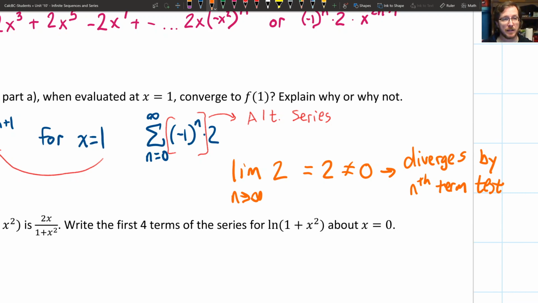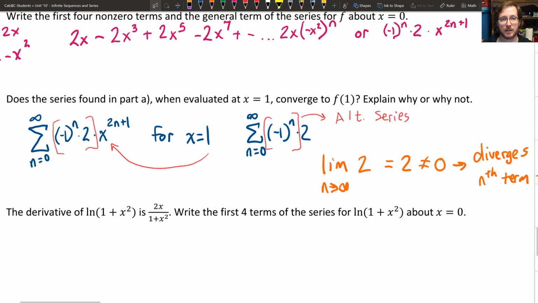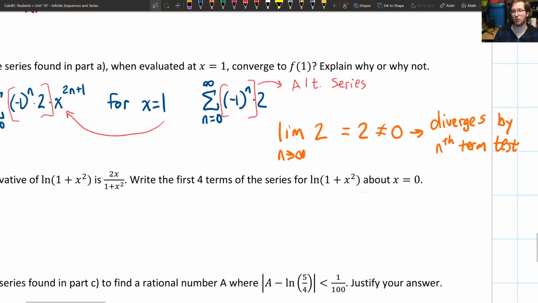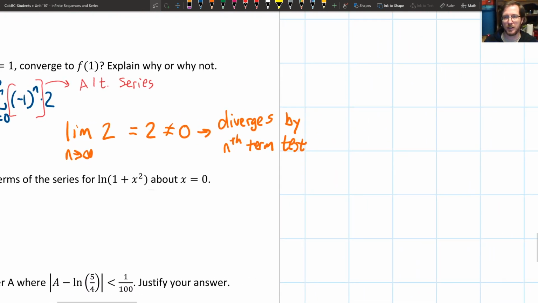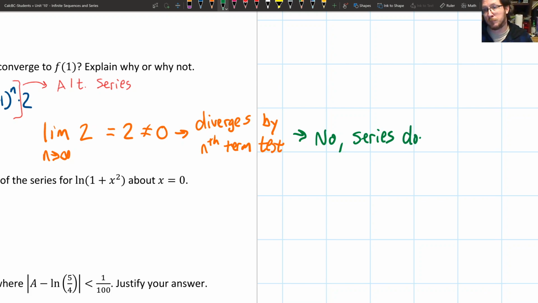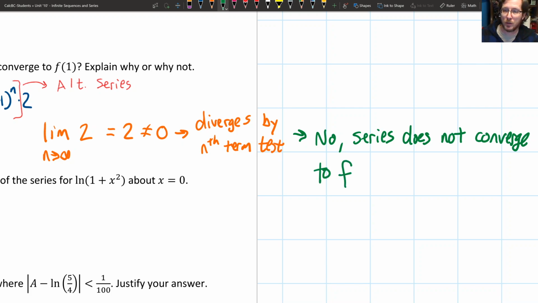So that means, to answer the question we're asked in the problem, does it, when evaluated at x equals 1, converge to f of 1? Nope, it diverges. I'm going to need this space over here. So our answer, no. The series does not converge to f of 1 at x equals 1.